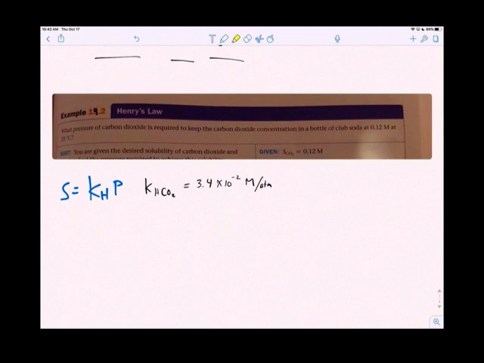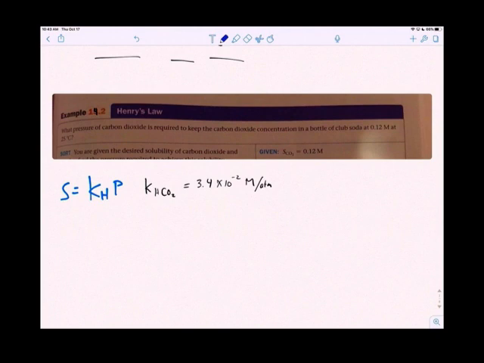Let's apply it to a problem. What pressure of carbon dioxide is required to keep the carbon dioxide concentration in a bottle of club soda at 0.12 molar at 25 degrees Celsius? The Henry's law constant is 3.4 times 10 to the minus 2 molar per atmosphere for carbon dioxide. I'm looking at my textbook to find the problem. Here we go. We want pressure.